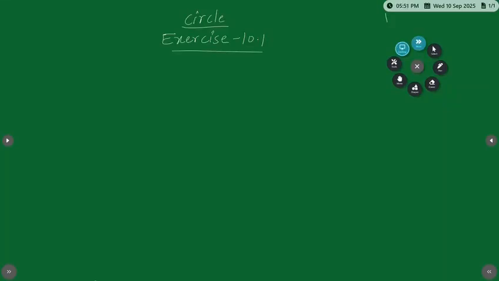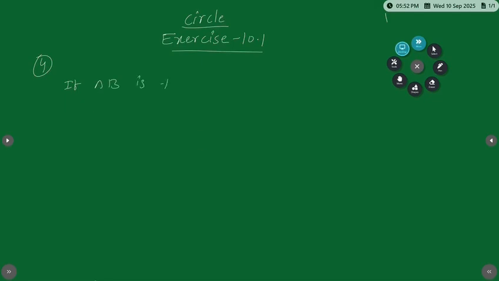Hello students, now we go to the third problem of exercise 10.1. Fourth problem is: draw a circle and two lines parallel to a given line such that one is a tangent and the other a secant to the circle.